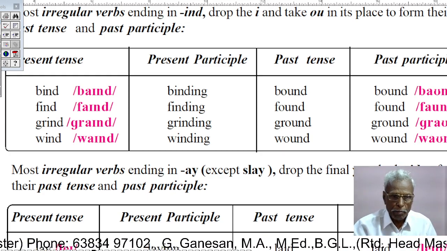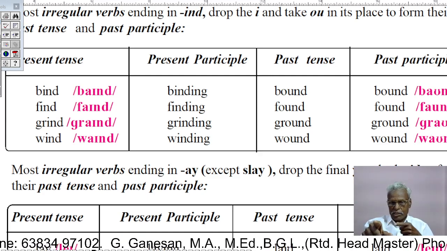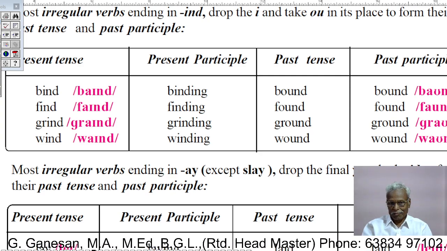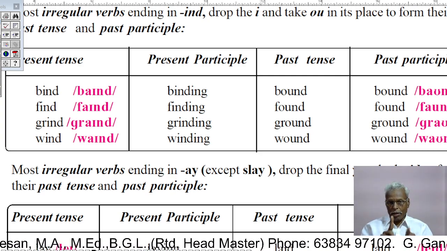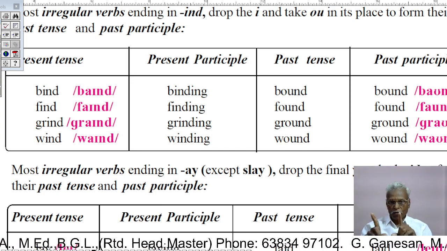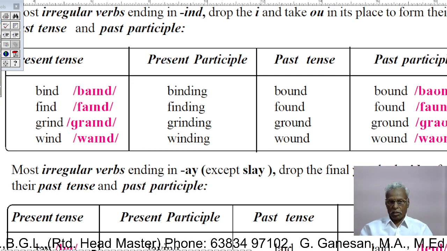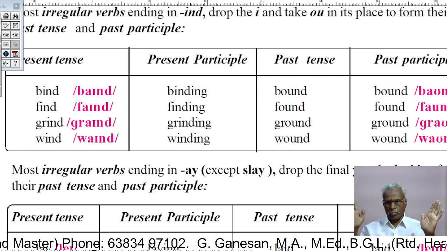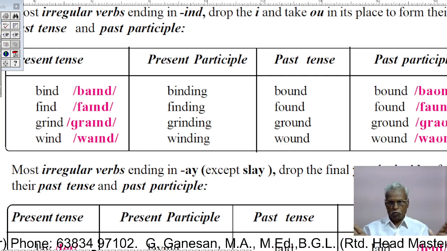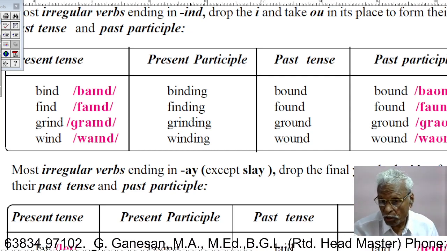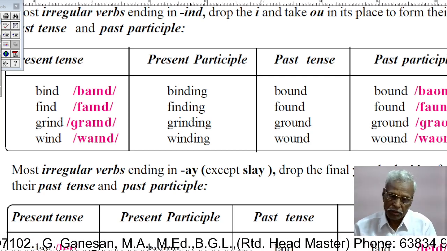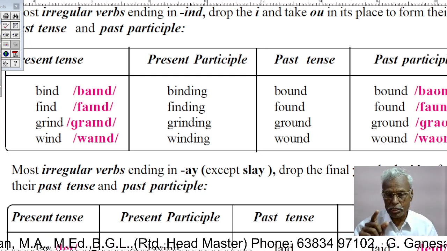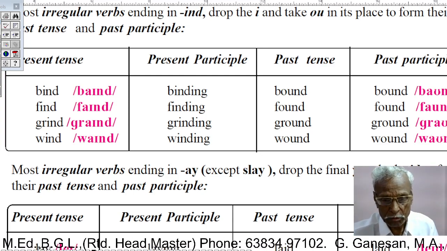Let us see. Bind: it drops its IND and takes OUND, bound. In the same way, all the four verbs: bind, bound; find, found; grind, ground; wind, wound. The past participle is also the same: bound, found, ground, wound. It is not wind, it is wound. When it is pronounced as wound, it is a verb. When it is pronounced differently, it would be a noun.